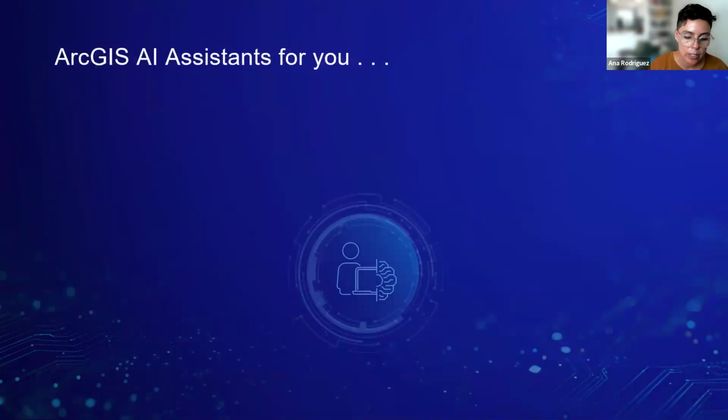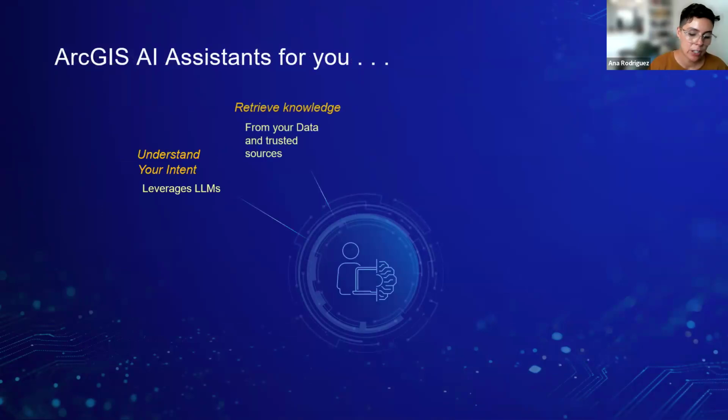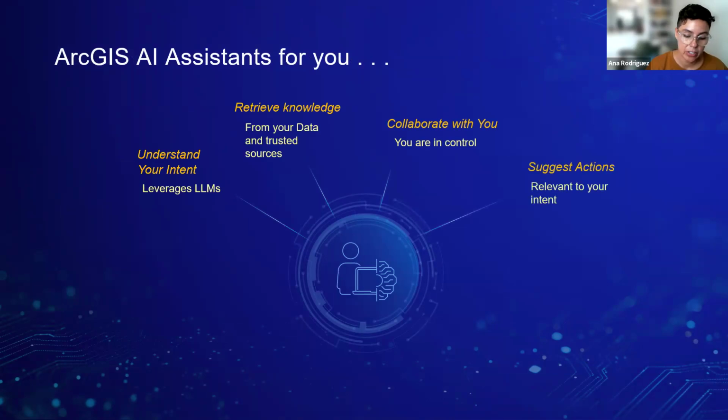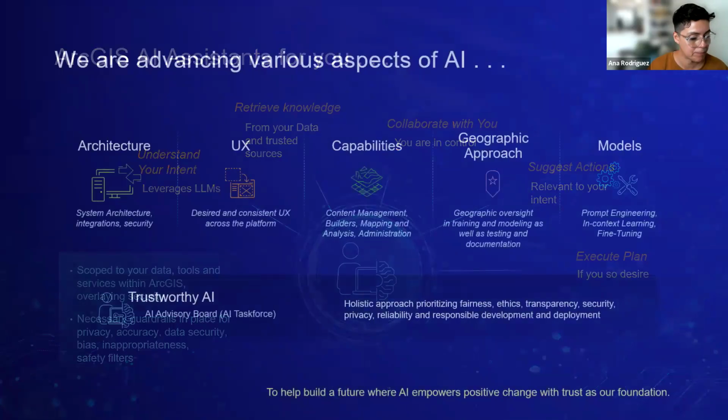So the way assistants work is by first understanding your intent, right? It retrieves that knowledge from the data that you already have, your trusted sources of truth. And then it's going to collaborate with you by sharing its understanding of your data. This assistant is then going to suggest actions that are relevant to your intent. And then it's going to finally execute that request. You could take the suggestion, or you could do it yourself in some cases when you have that information, or you can ask the assistant to do it as well.